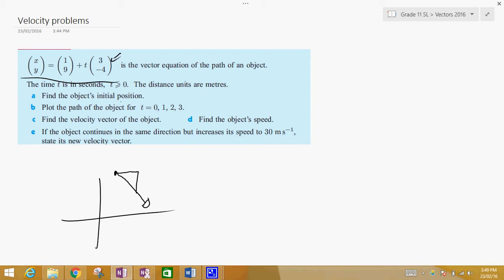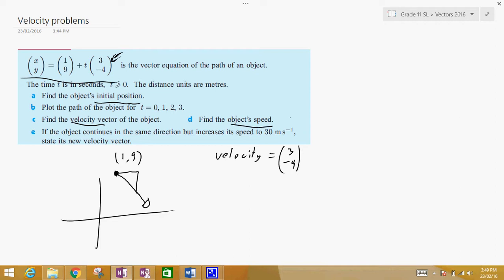First thing, sometimes IB asks us for the initial position. So the initial position is (1, 9). It could ask us for what is the velocity. The velocity is your direction. So that's (3, -4). So velocity equals (3, -4). And that takes into account direction.